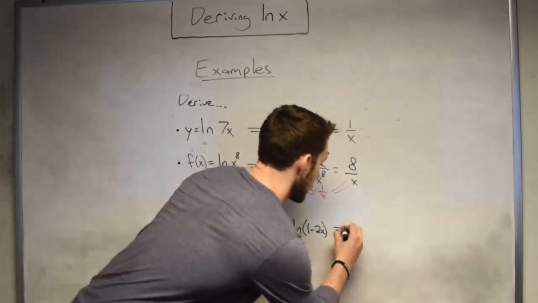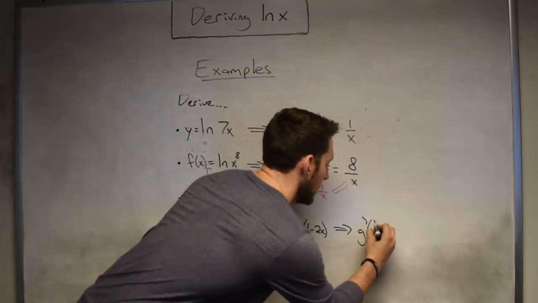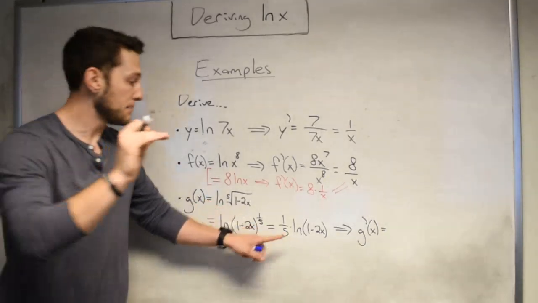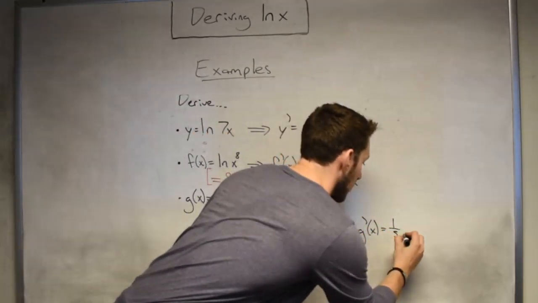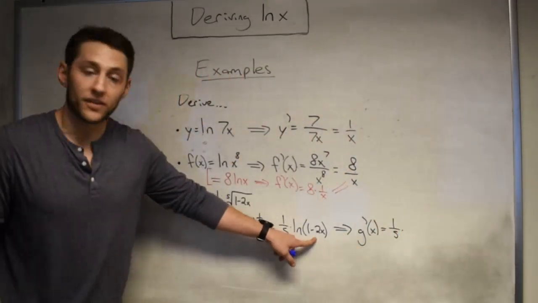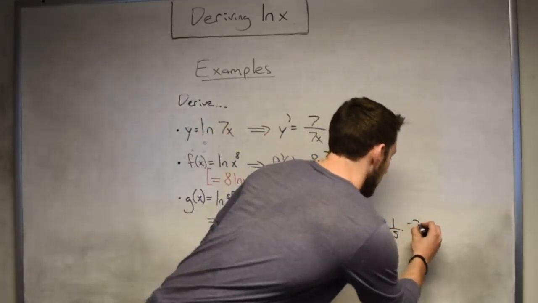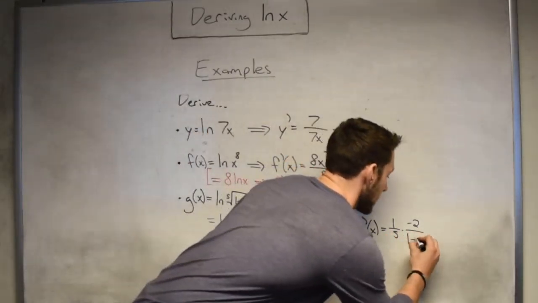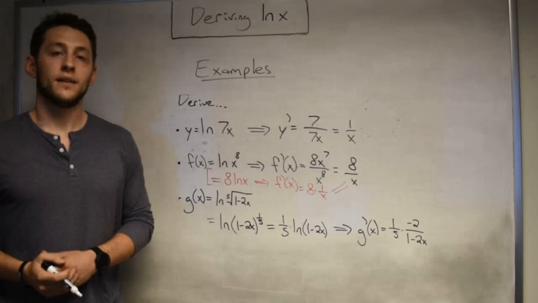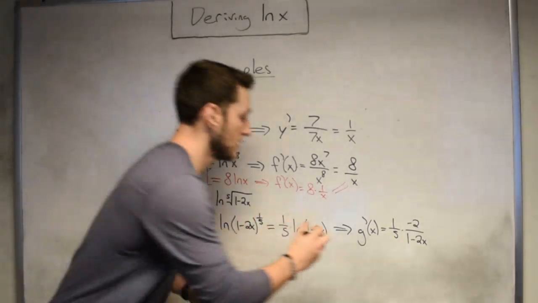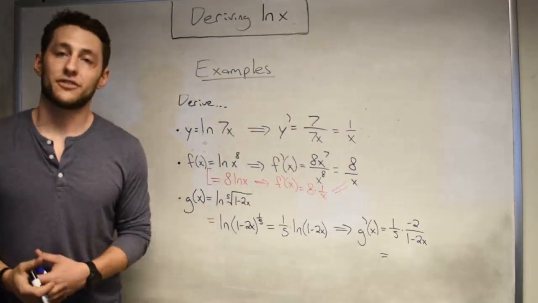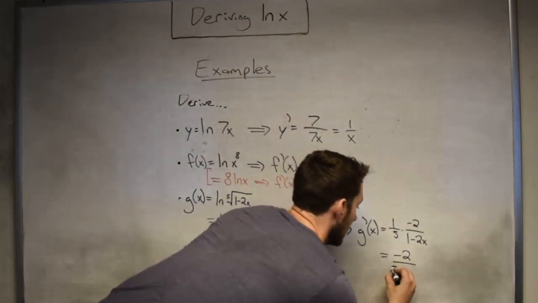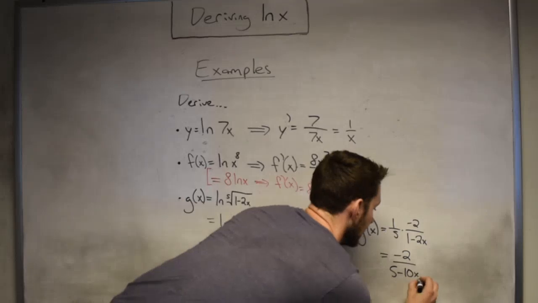The derivative of this, g prime of x, is just equal to, constant on the outside stays copied down, 1/5 times the derivative of the inside, -2, divided by the original inside, 1 minus 2x. Simplifying our answer, by just combining the fractions, we could get -2 over 5 minus 10x.